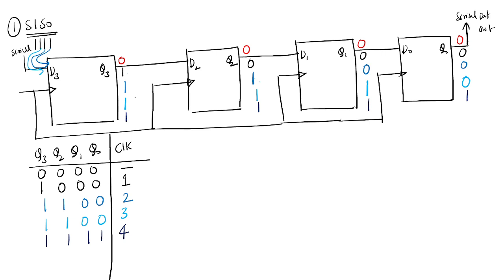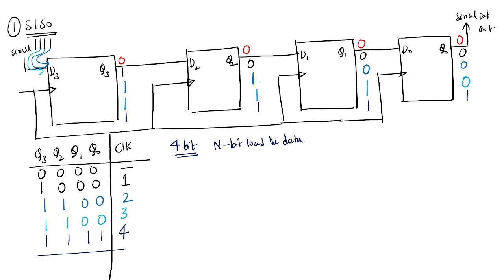So how many bits are required to load the data? For 4 bits SISO, 4 bits. For n bits SISO, it requires n bits to load the data. And next, again, loading is over.